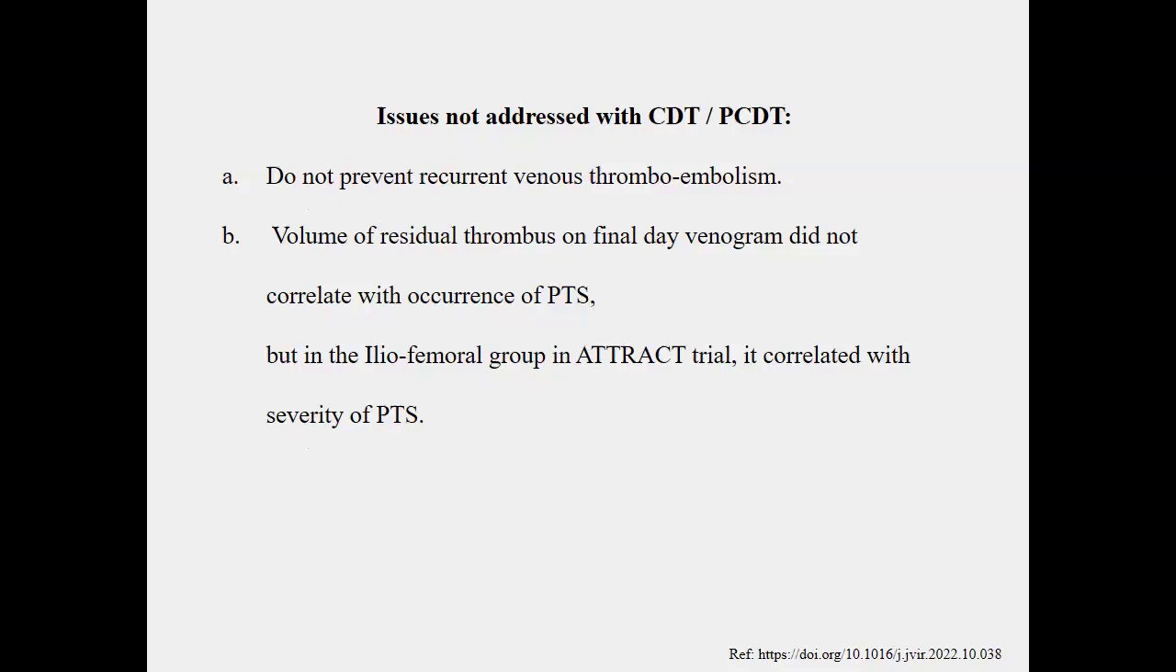They do not prevent recurrent venous thromboembolism. And after a successful thrombolysis or thrombectomy or a combination of both, the volume of residual thrombus burden inside the vein on the final day venogram did not correlate with the occurrence of post-thrombotic syndrome. However, in the ATTRACT trial, in the iliofemoral subset of patients, they significantly reduced the severity. The grading of post-thrombotic syndrome was significantly less. However, the occurrence was the same.